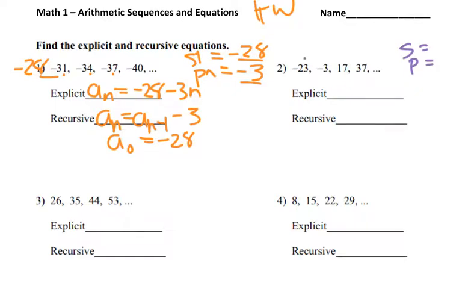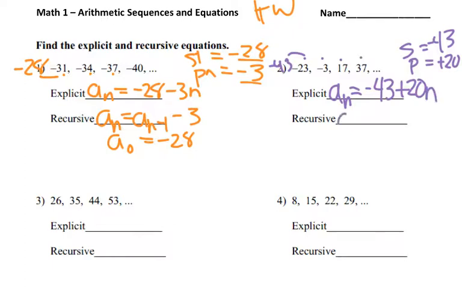So negative 23 to negative 3 to positive 17 to positive 37. Pattern is, our common difference is we're adding 20, okay? Going backwards, that would be negative 43 to our 0 term, that's our start. So the explicit, a sub n equals our start, plus our growth. We're gonna repeatedly do that, so we times it by our variable.